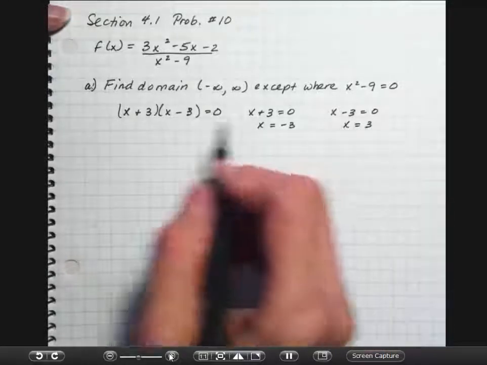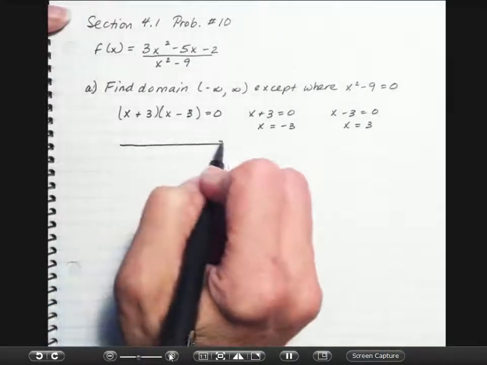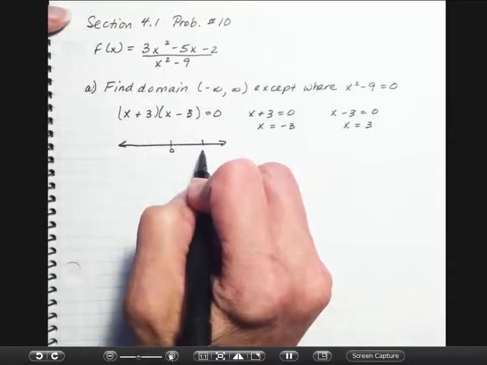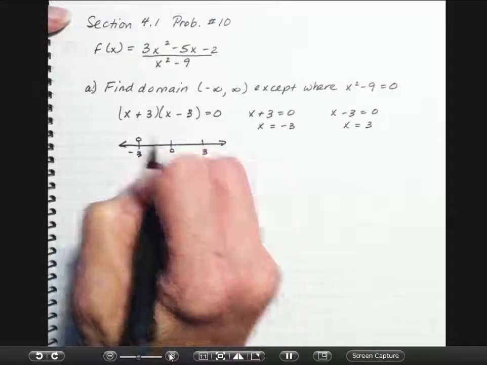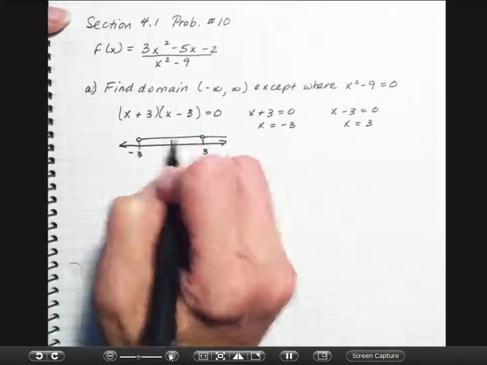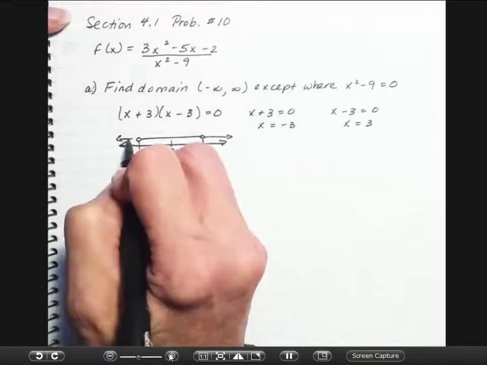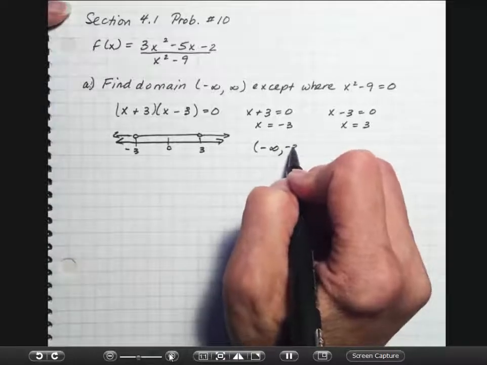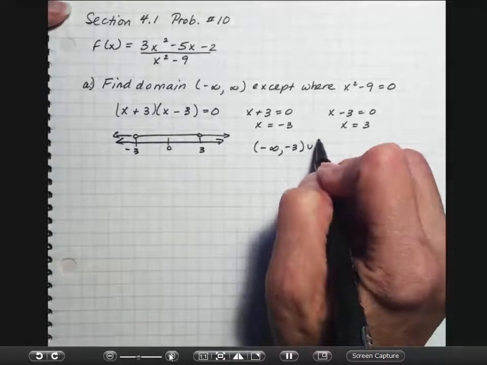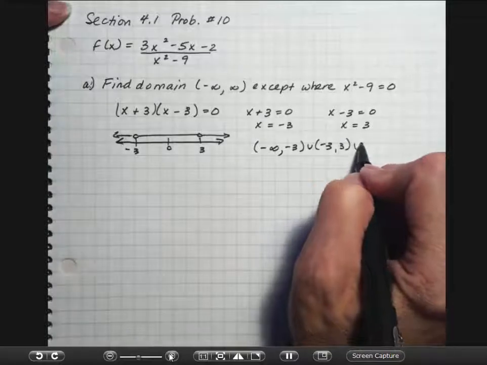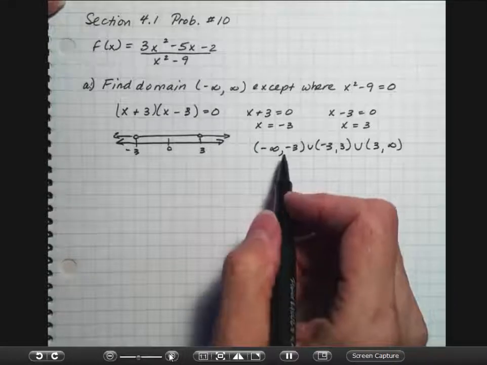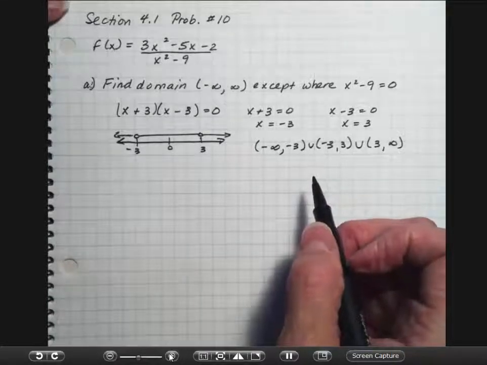To write that in interval notation, it might be helpful for you to make a little number line, so that you understand you're going to include all numbers except negative 3 and 3. In interval notation, it's going to be from negative infinity to negative 3, in union with negative 3 to 3, in union with 3 to positive infinity. Not inclusive.